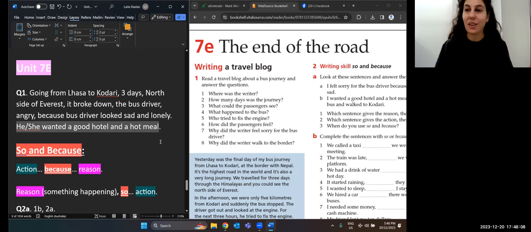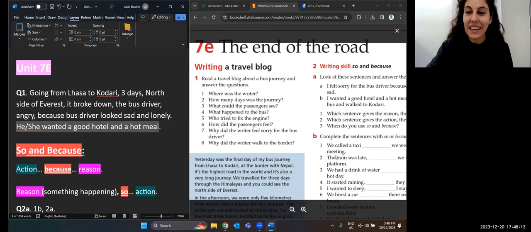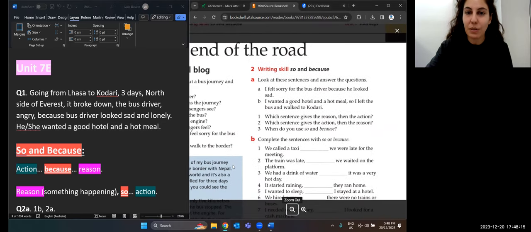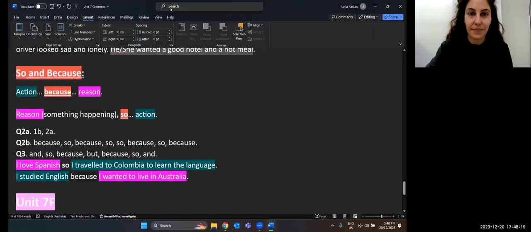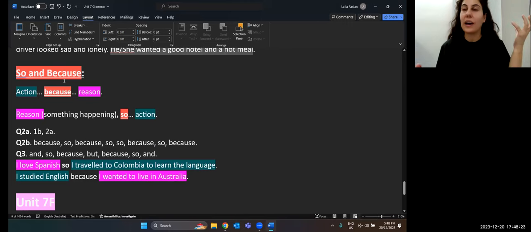Okay, good. So now we have read about somebody's experience. So let's look at some grammar when we write. We've got these words, so and because. So and because connect one part of a sentence to another part of the sentence. So they go in the middle. So that means there is no comma before them. There is no full stop, nothing, because they connect one part of the sentence to another.